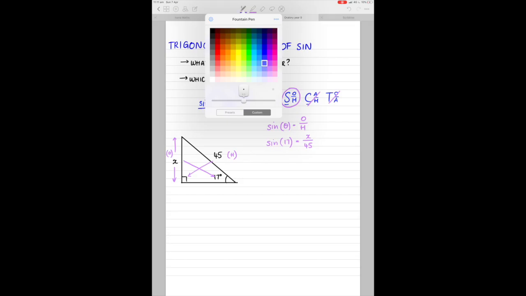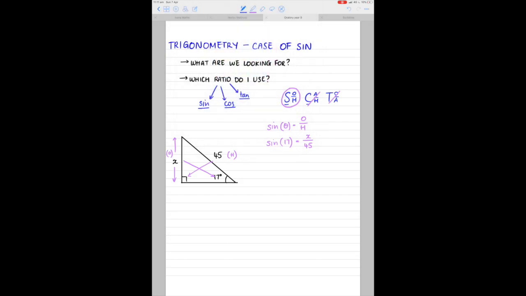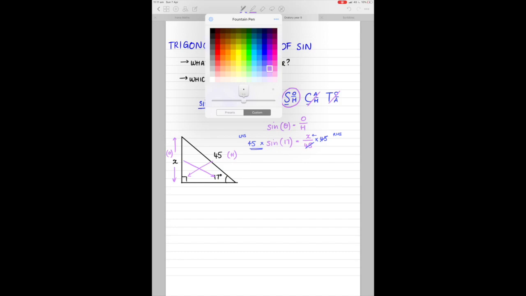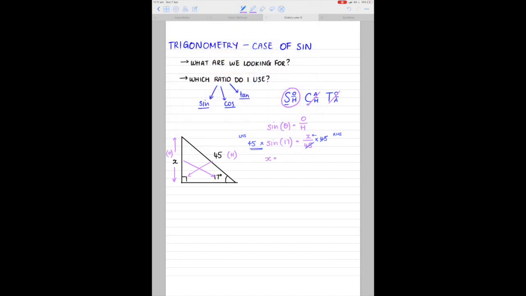So just like we did with algebra, we're going to have to rearrange this equation to make x the subject. So I'm going to multiply both sides by 45. In doing so, those will cancel out, and don't forget, what you do to one side you must do to the other. So if we multiply by 45 on the right hand side, RHS, we must multiply by 45 on our left hand side as well. What we'll be left with is the following equation: x equals 45 times sine of 17 degrees.